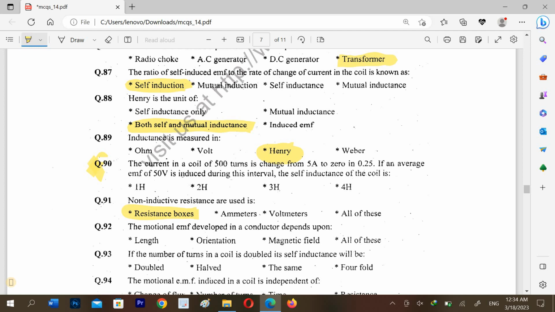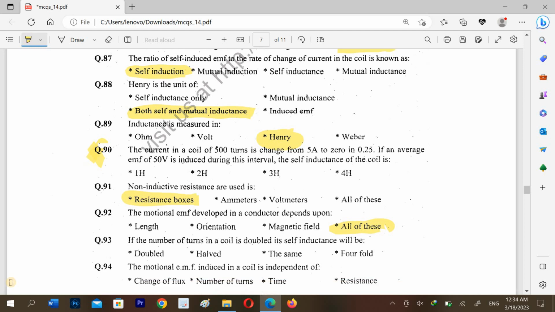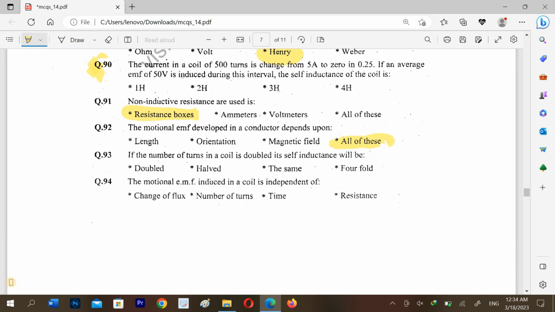The motional EMF developed in a conductor depends upon all of these. I'm not sure about this 90, so I haven't solved it. If the number of turns in a coil is doubled, inductance will be doubled. The motional EMF induced in a coil is independent of time.